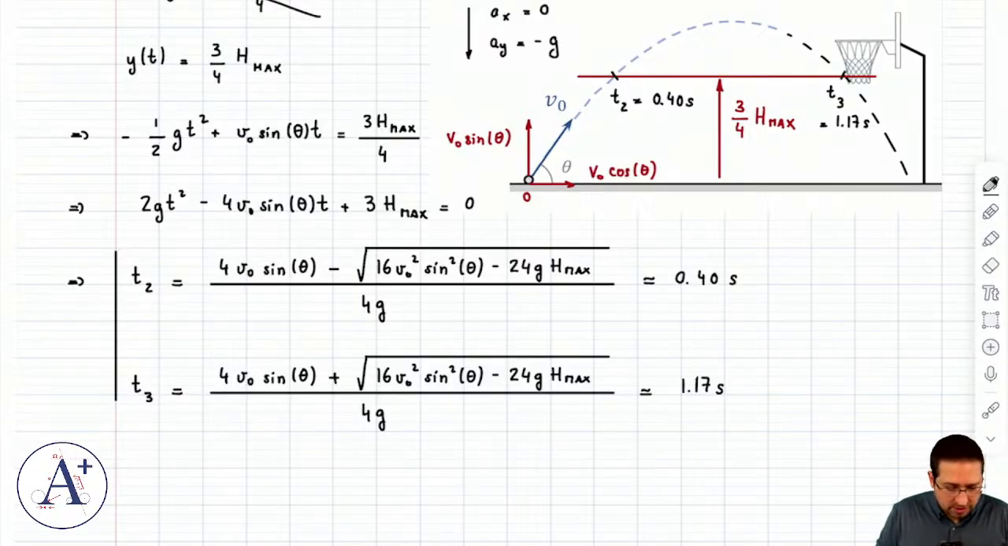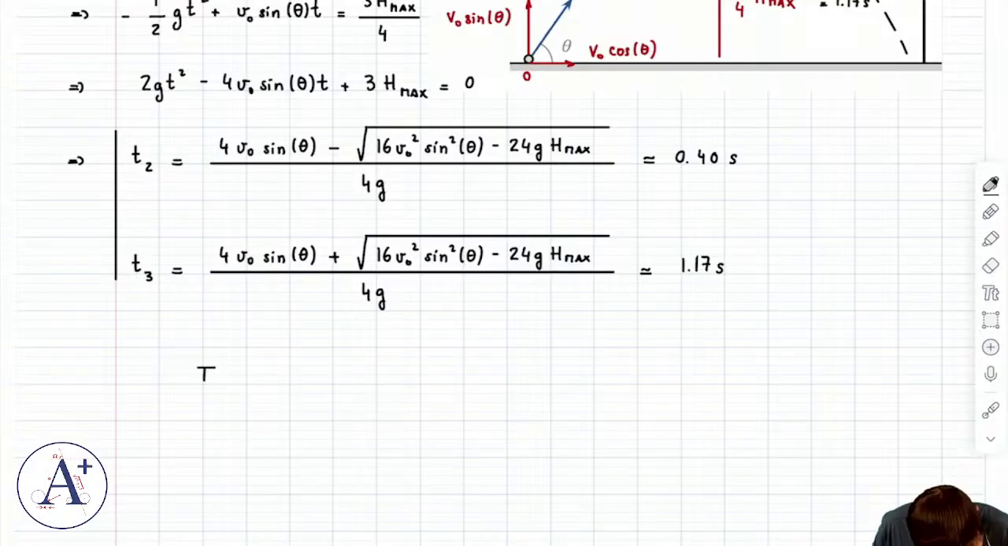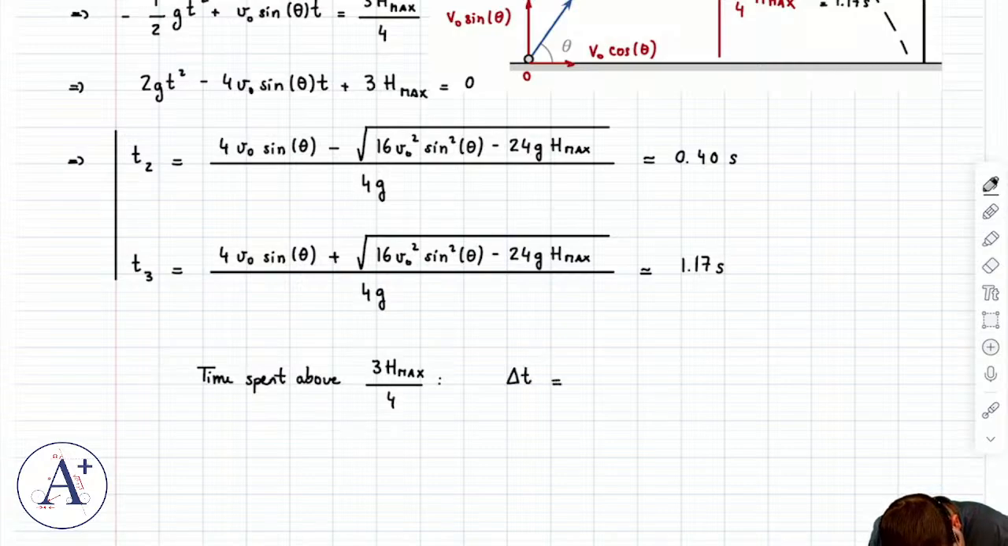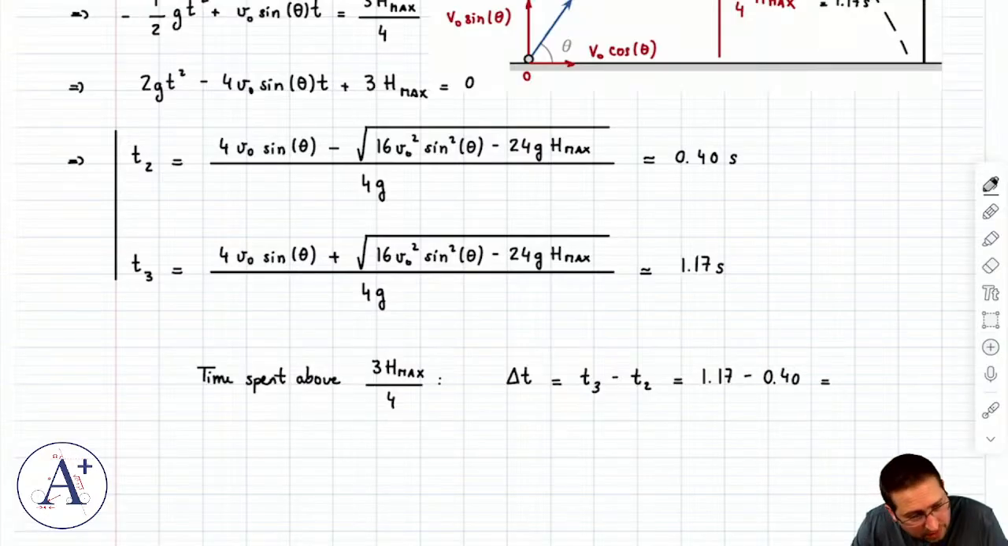Okay. So the amount of time spent above 3h max over 4 is delta t, is T3 minus T2. Okay. T3 minus T2 is 1.17 minus 0.4. That's going to be 0.77 seconds.